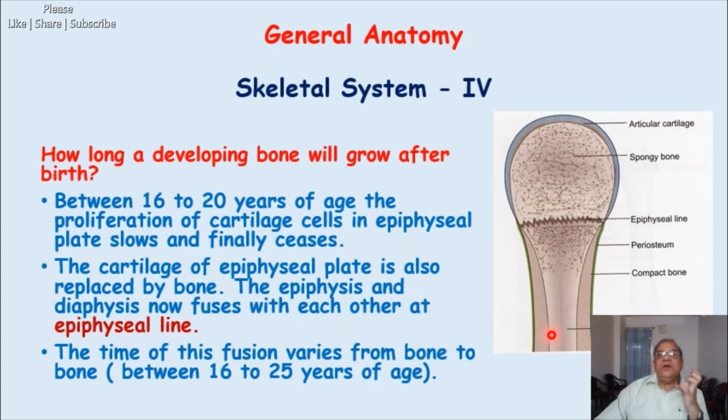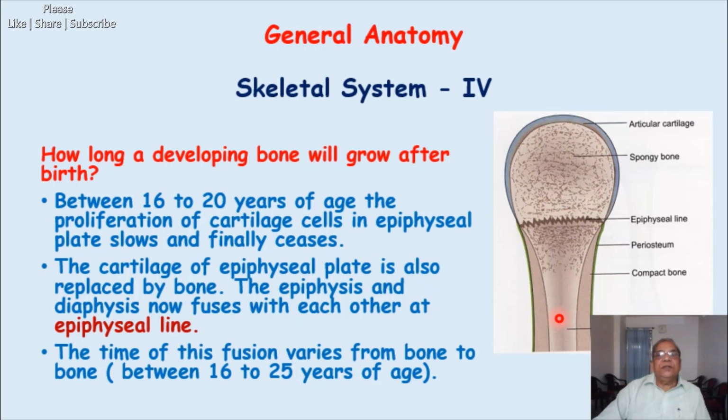The time of this fusion varies from bone to bone. You must have noticed that in some bones the epiphysis and diaphysis fuse by 16 years, and in some bones growth can continue as long as 25 years of age, as we have seen in the case of the clavicle. So these are the different times by which the epiphyseal and diaphyseal centers fuse with each other.